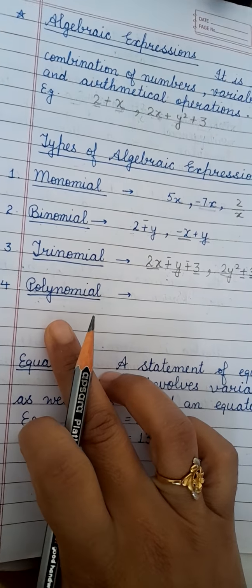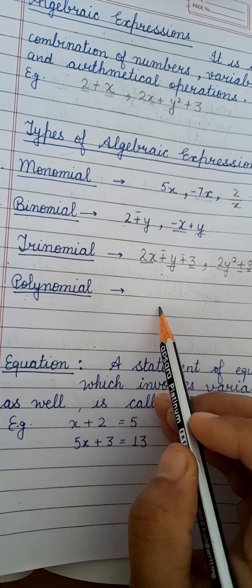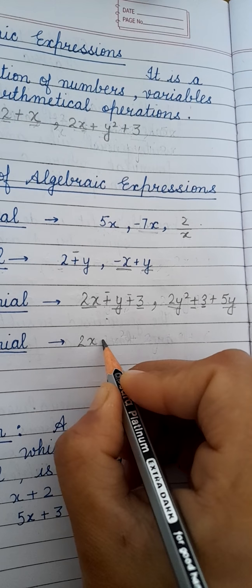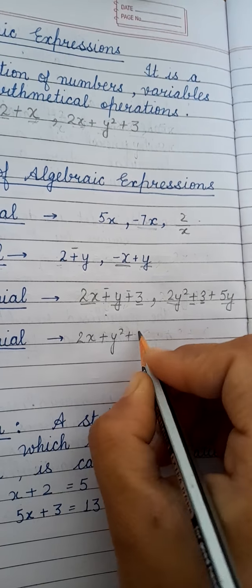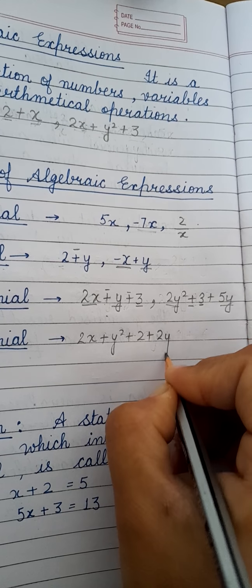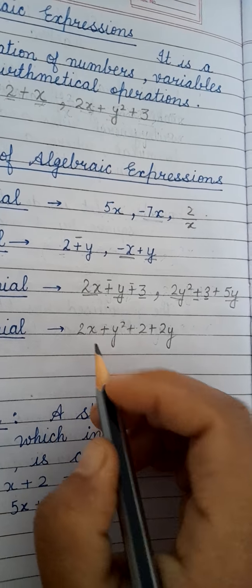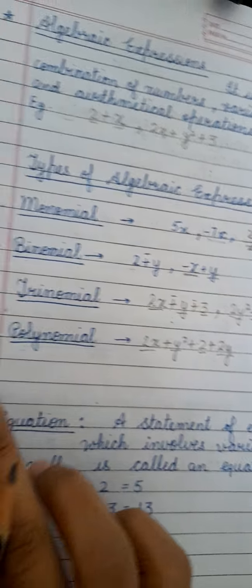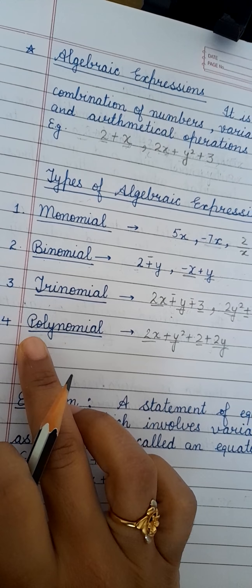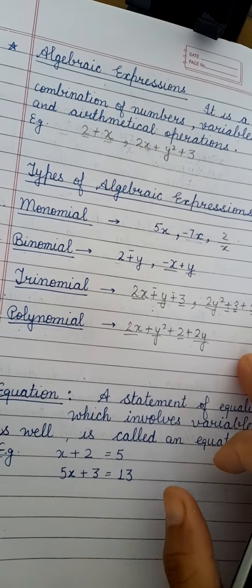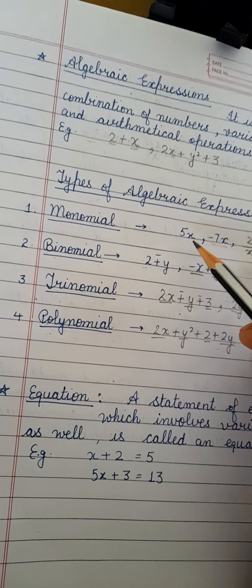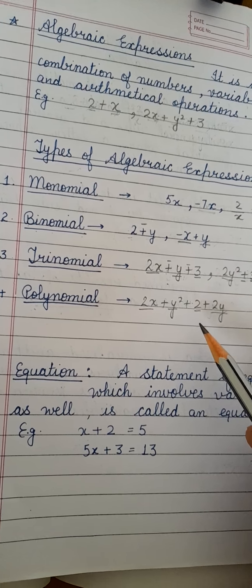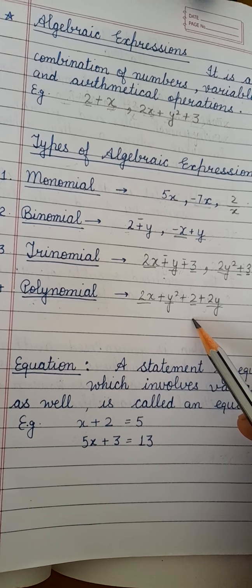If an expression has more than three terms, then it is called a polynomial. So any expression which has more than three terms, first term, second term, third term and fourth term, is called a polynomial. As is clear from the name, poly means many terms in the expression. So one term is monomial, two terms binomial, three terms trinomial, many terms polynomial.